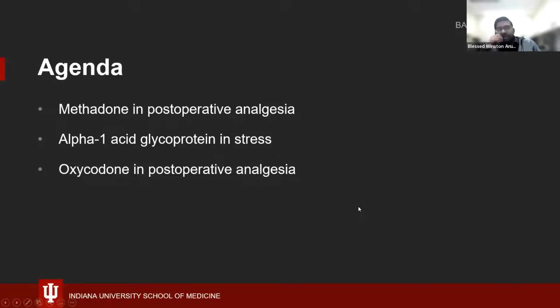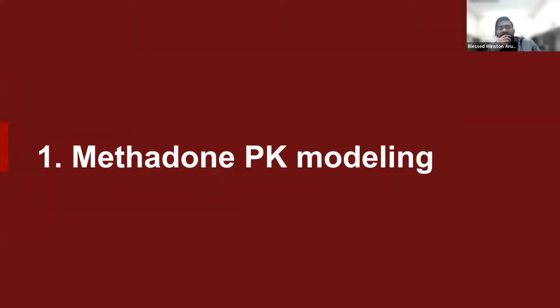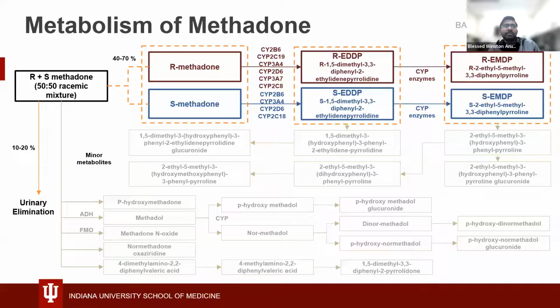So I'll be covering methadone, and I'll be covering alpha-1 acid glycoprotein. This is a binding protein of methadone. It's a very interesting binding protein, and also oxycodone, in the same population. So the first part is about the PK modeling of methadone.